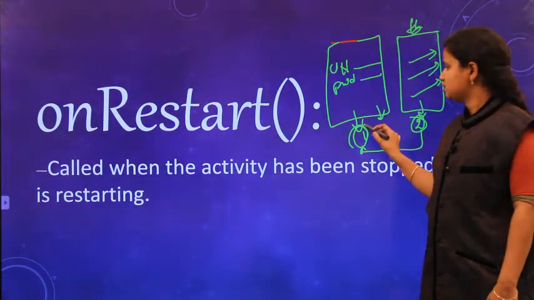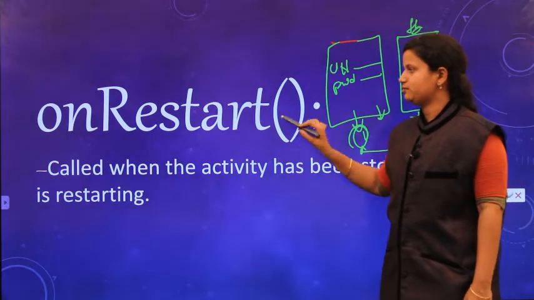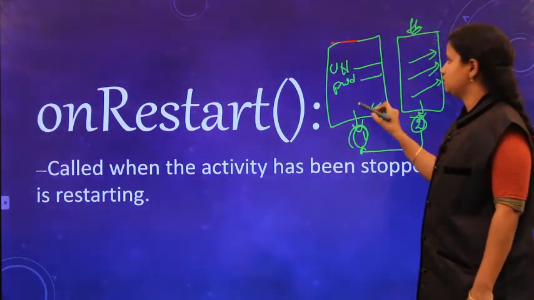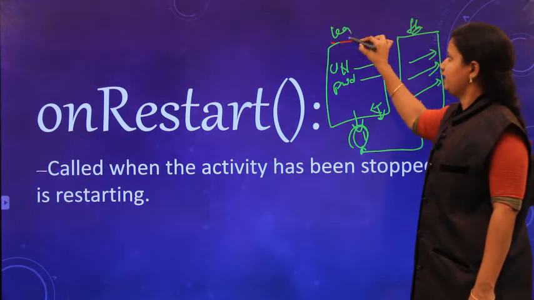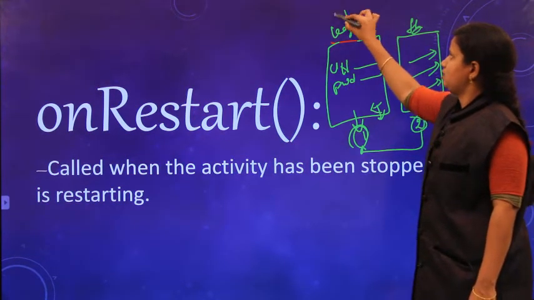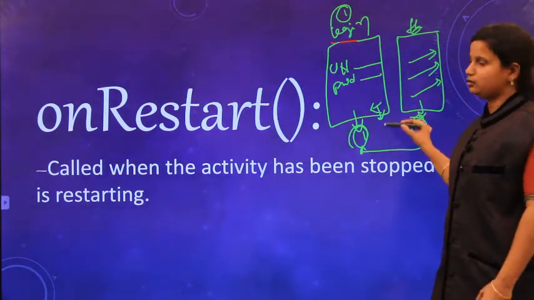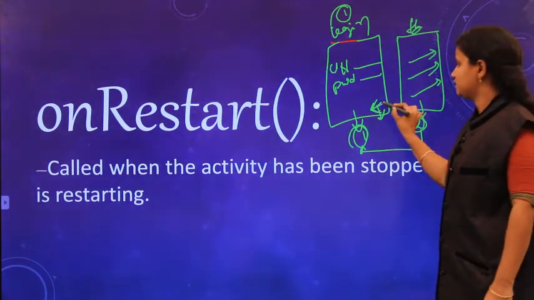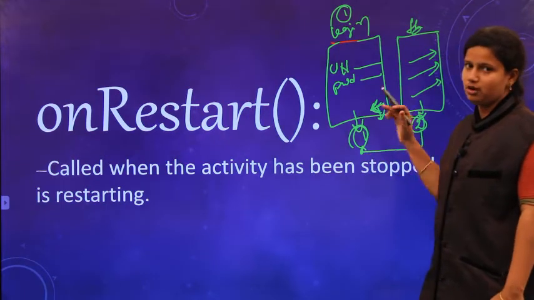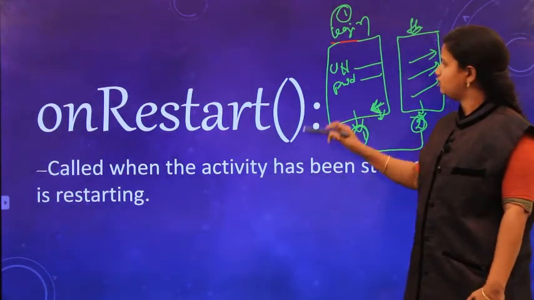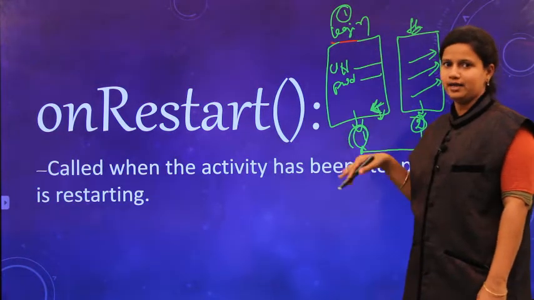So in this situation, it calls the onRestart method. If your activity is to be closed, that means your login form is there, that means your first application. But if in that first application you are properly closed, that means you are pressing the back button, that means closing of the application is performed. In this situation, it will not call the restart method.